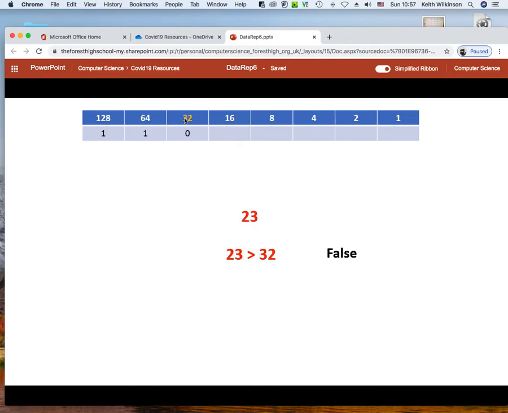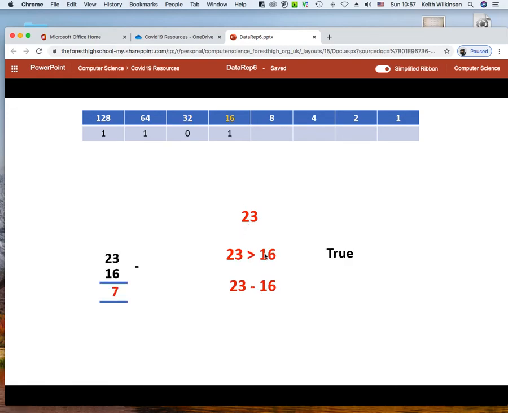So now I'm on the 32 column. I've highlighted it there. 23 is larger than 32. No, that's false. 23 is not larger than 32. So it doesn't contain a 32. I've put a 0 in there. There's no 32s. 23 is smaller. So I'm going to move on now, straight away, no maths, no subtraction, to the 16 column.